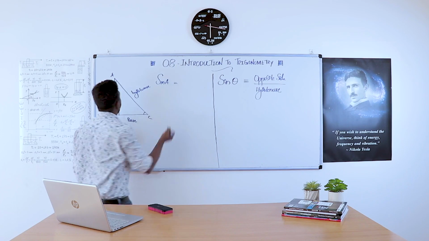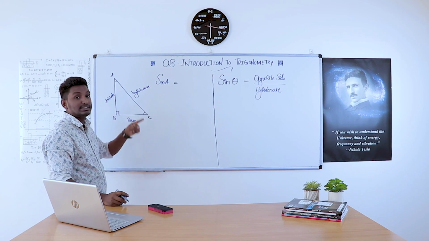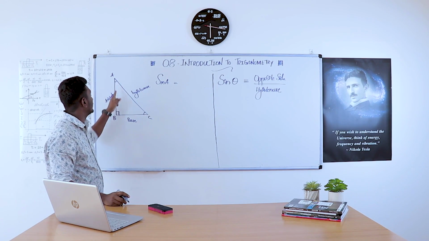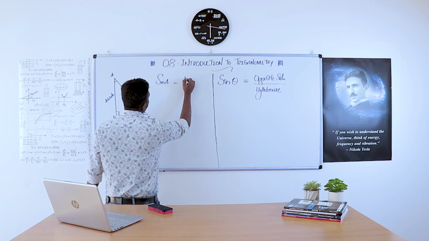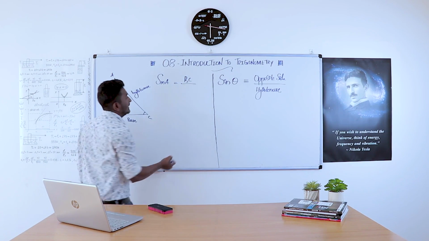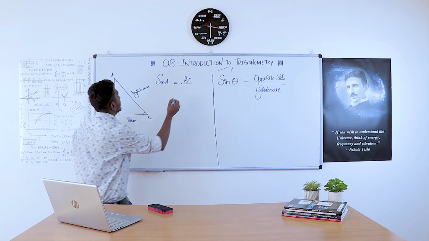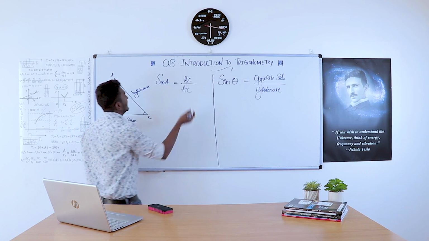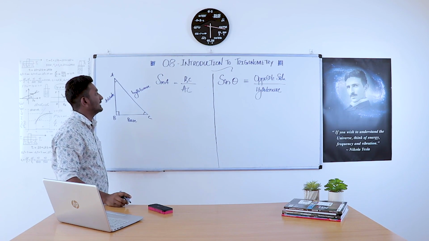A is the angle. Opposite side by hypotenuse: BC is the opposite side of A, and AC is the hypotenuse. So here sin A is equal to BC by AC.